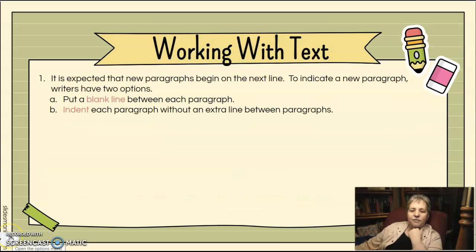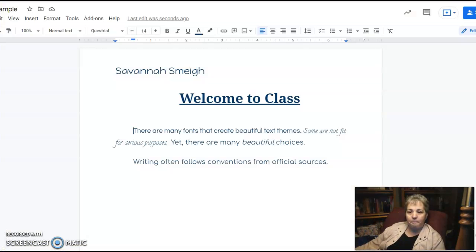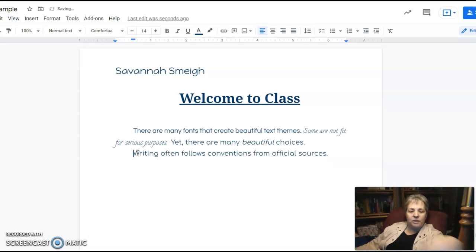Now, when we have new paragraphs, it's expected that these new paragraphs begin on the next line. To indicate a new paragraph, writers have two options. Put a blank line between each paragraph or indent each paragraph without an extra line between paragraphs. You'll notice I have an indent and an extra line. Usually it's one or the other, not both.